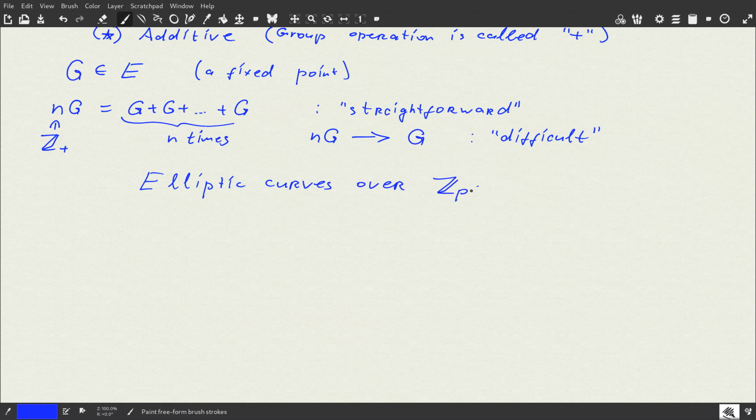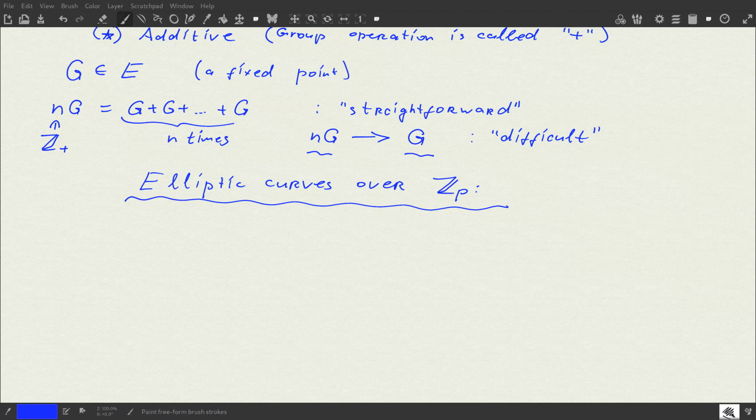Excuse me. What is difficult to get from NG, to get point G or to get number N? No, suppose that N is known. N is known. From NG, it is more difficult to get G if N is large. Okay. And nearly impossible, well, absolutely impossible given current technology, if calculations are in addition performed over a finite field like ZP.